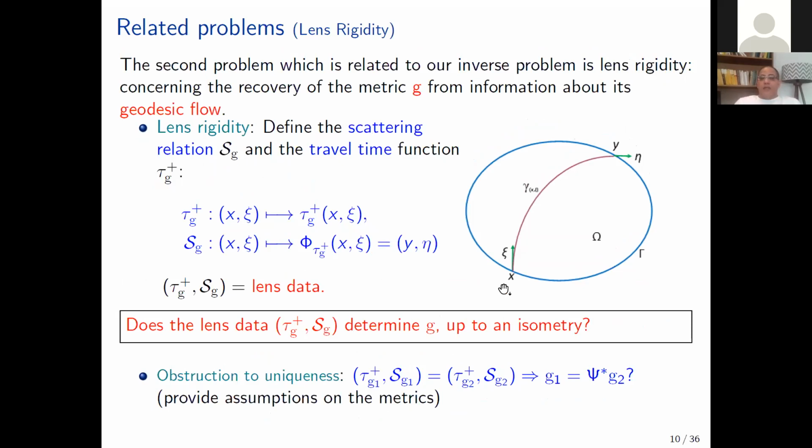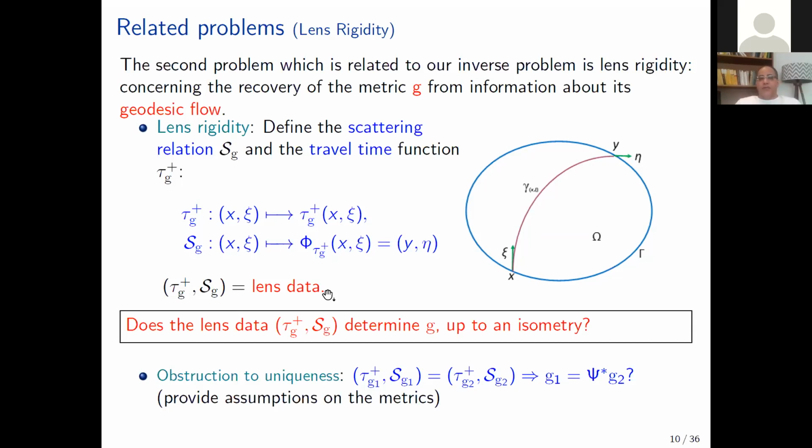For example, if you consider x, any point in the boundary, and any unit vector psi, then we consider the geodesic starting from x in the direction psi. This geodesic reaches the boundary a second time at a point y in direction eta. Then tau plus is the travel time, the arc length of this geodesic. And the scattering relation, capital S_g, is the pair y and eta. The pair of the travel time tau plus and the scattering relation is called the lens data.